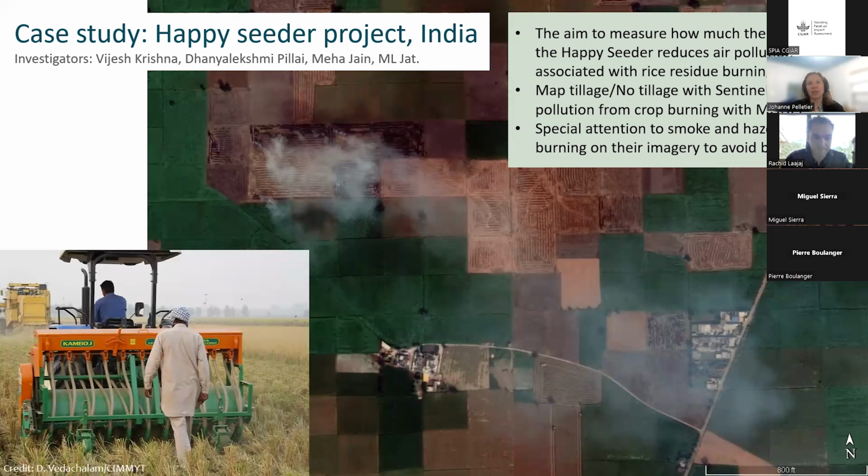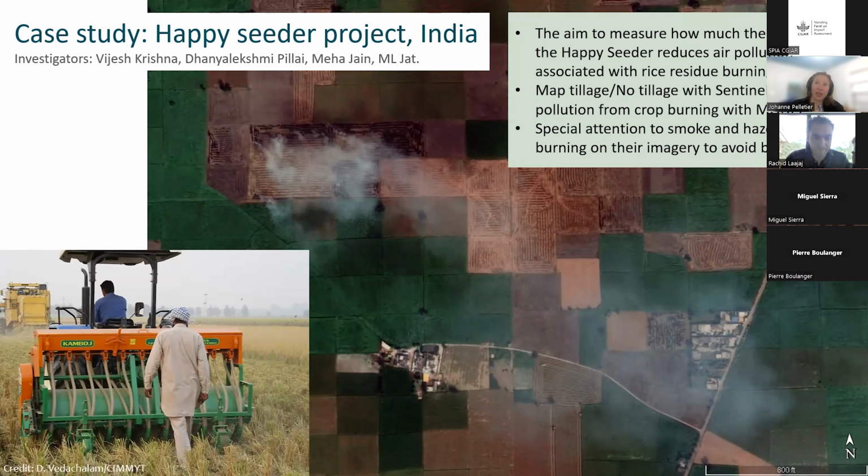What they noticed is that crop burning can affect the quality of images, and this could introduce systematic error in their images. So they were really interested in making sure that the smoke created by the burning is not affecting their image and their analysis.